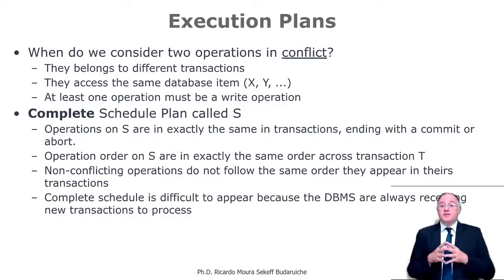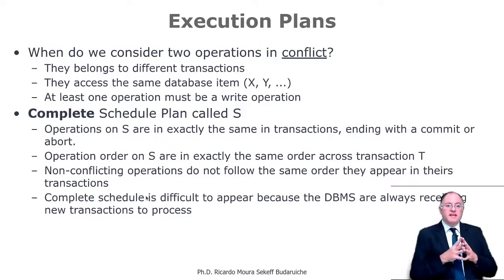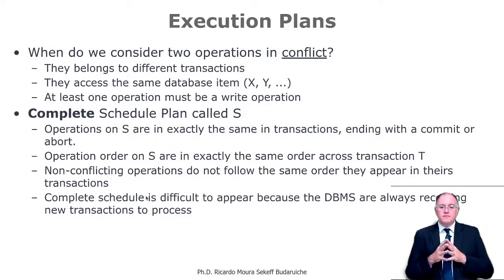The perfect situation, of course, would be a complete plan. That's difficult to happen because the transaction control is always receiving new transactions requested by the applications. What's a complete schedule? A complete schedule occurs when all operations in S are the same as in the transactions, it always ends with a commit or an abort, and the order of operations in S is the same as in each transaction. Non-conflicting operations can change order because they will not affect the result, for example. We can change it.